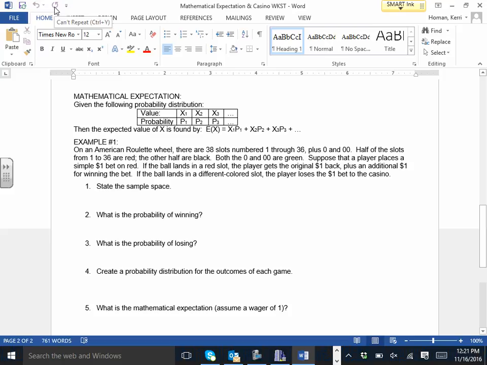Expectation. How much are you expected to win or lose when you are either the dealer of a game or the player of a game? Okay? So first of all, let's think about this. If the dealer is expected to make 50 cents every time somebody plays, then the player is expected to lose 50 cents every time that they play. Okay, so we have that straight.